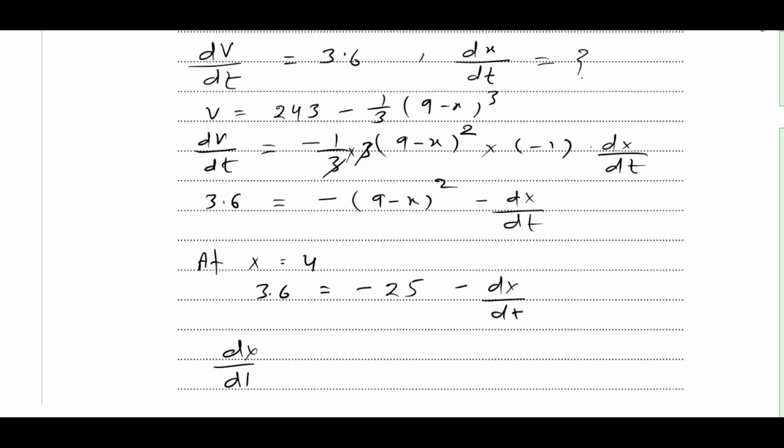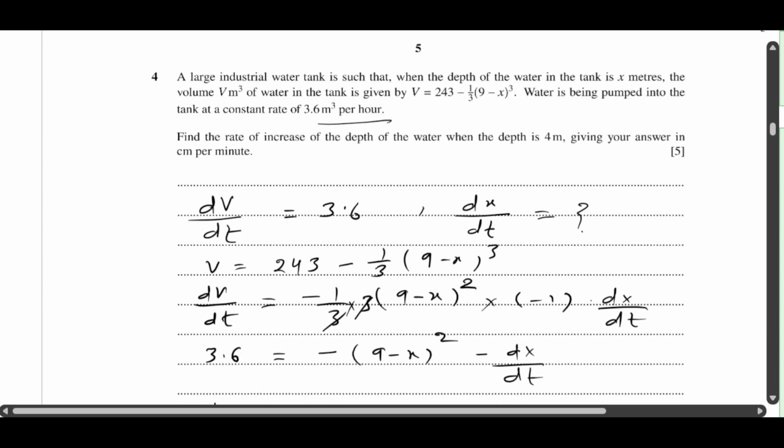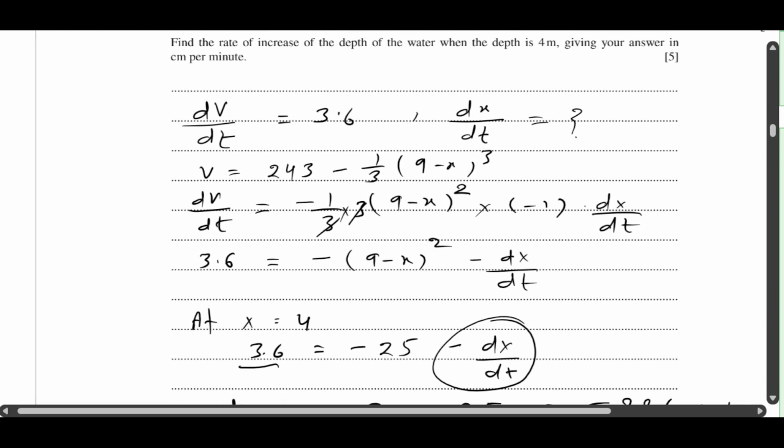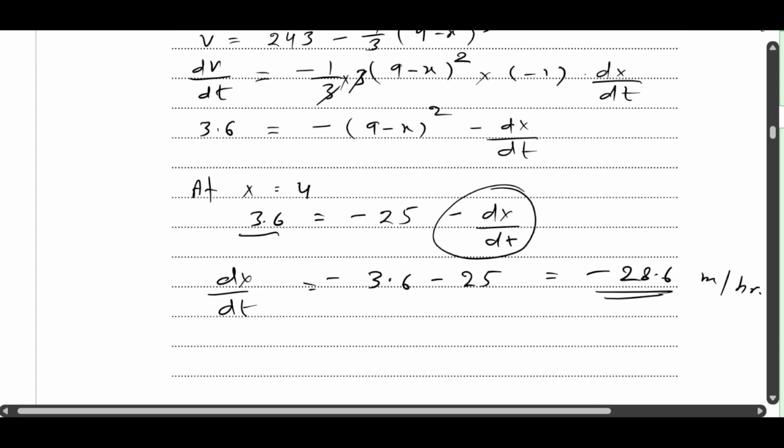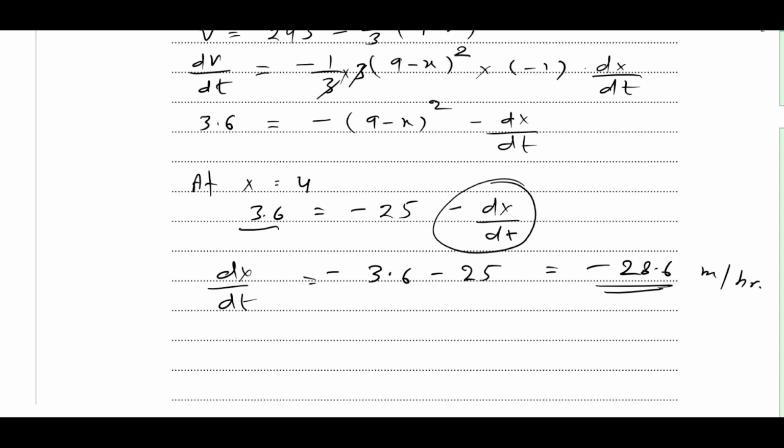So dx by dt is equal to minus 3.6, okay, I am moving this on the left and this on the right, minus 25. So this is 25.3 minus 28.6 meter per hour. The unit for dV by dt is meter cube per hour. So the change in depth dx by dt will be minus 28.6 meter per hour. It seems something went wrong, I think.